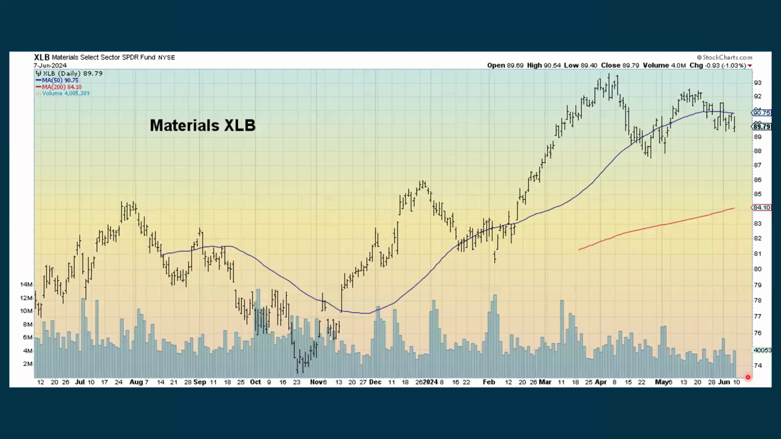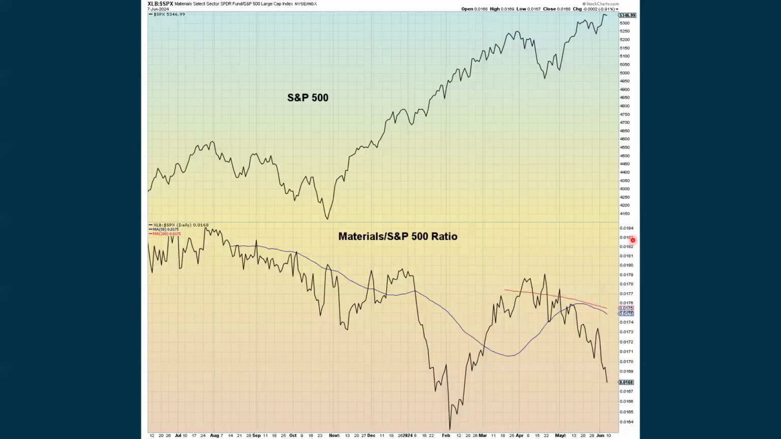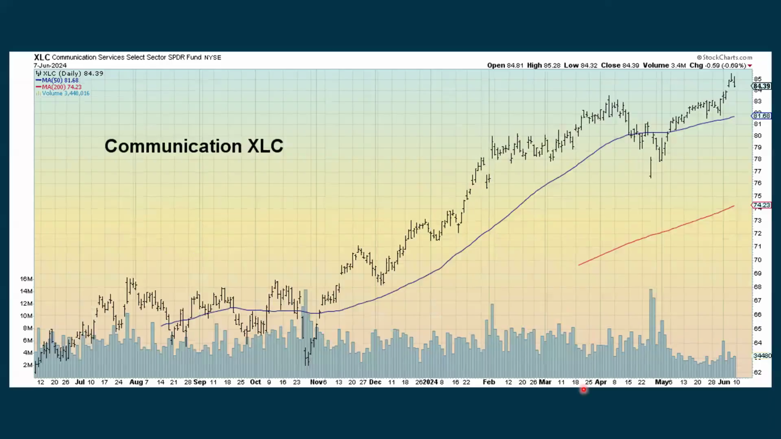Then what I do here is I look at the 11 different sectors in the S&P individually, and then I compare them with the S&P. So materials have been chopping sideways, but they are in an uptrend. But when we compare it to the S&P, they are underperforming.